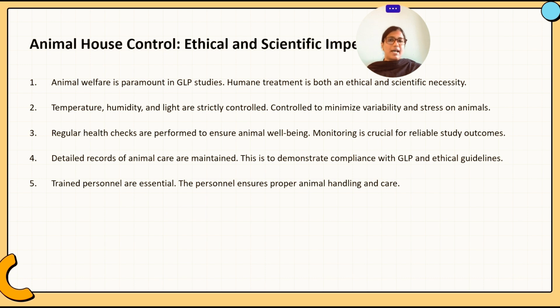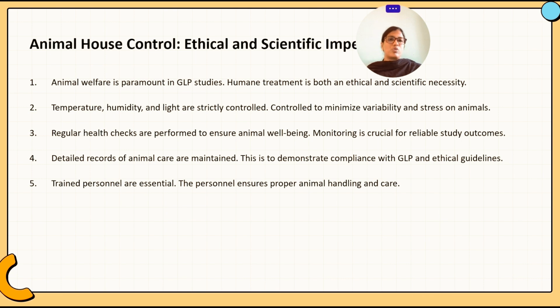Apart from this, which animals are taken care of in the animal house and which are necessary, how many were studied and how many were taken as a control. The records of animals, their feed and their health status, everything has to be recorded properly. This is also one of the compliances with the GLP ethical guidelines.